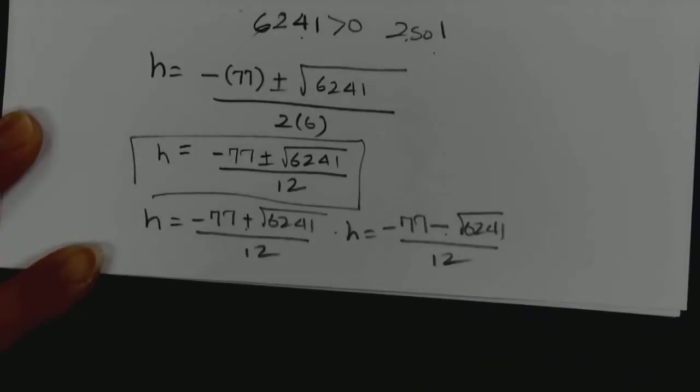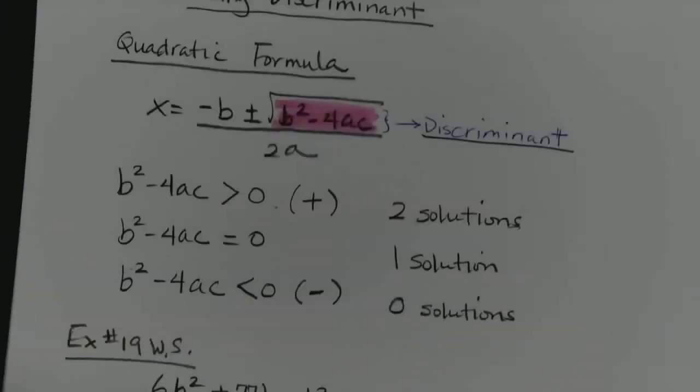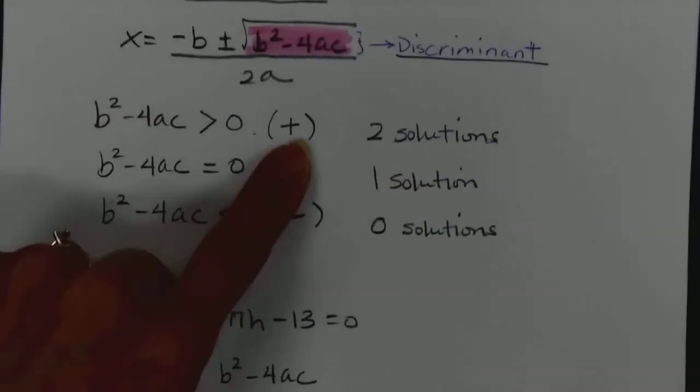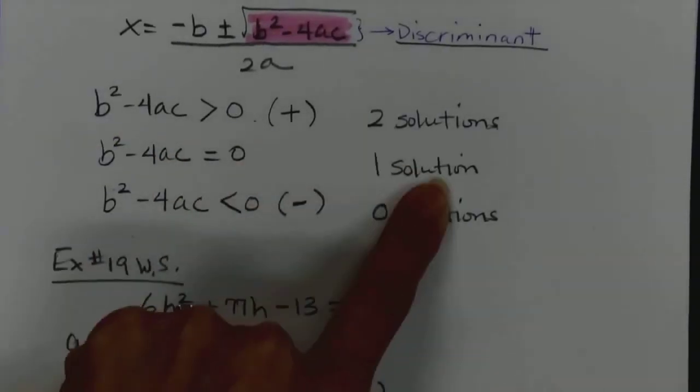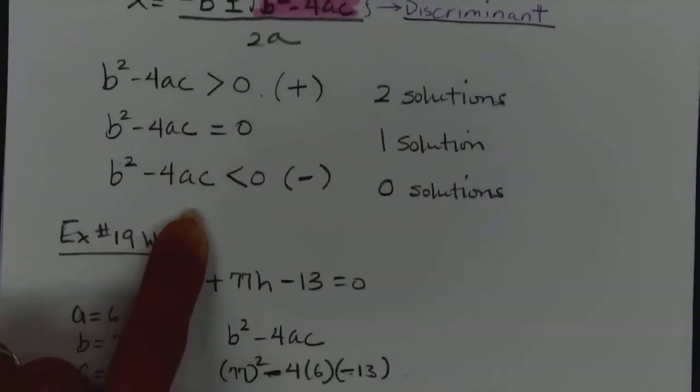Okay? Any questions about the discriminant? Does everybody know how to use it? So remember, if the b squared minus 4ac is positive, you get 2 solutions. When it's equal to 0, 1 solution. When it's negative, there's no solution, and the reason is that you can't take the square root of a negative number. Okay?